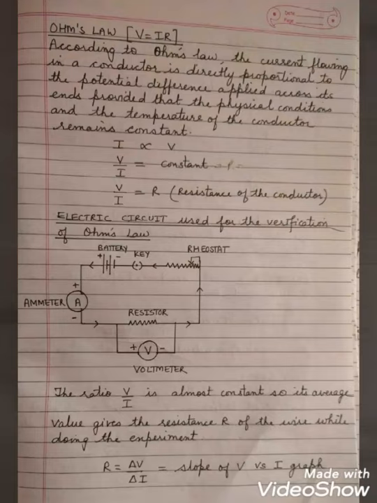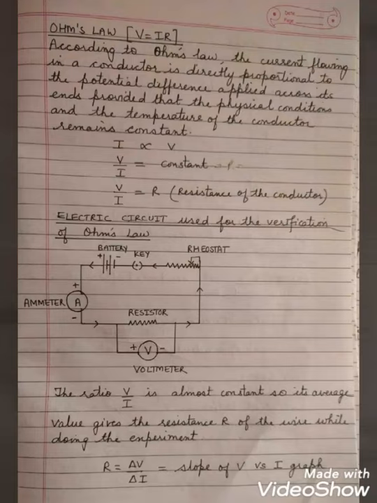Here a circuit diagram has been given which is used for the verification of Ohm's law, where a battery, ammeter, resistor, voltmeter, rheostat and key have all been connected in a proper manner with the help of connecting wires. By changing the position of the rheostat, we'll find the values of the voltmeter and ammeter will be changing, but the ratio of V and I will always be a constant.